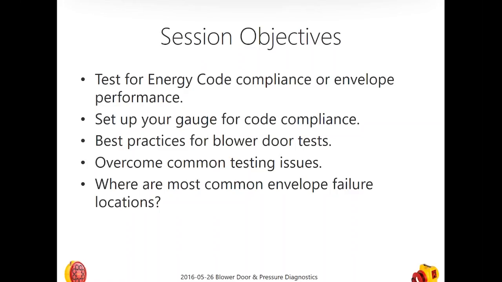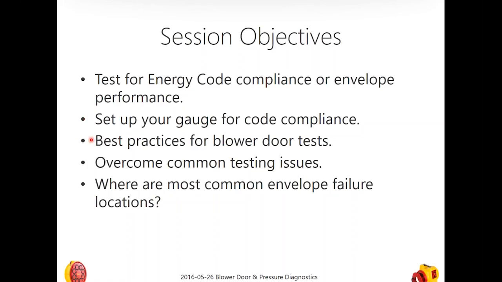So with that in mind, let's go through the session objectives. First one is that we're going to be talking about testing for energy code compliance or envelope performance, which is obviously a very big deal throughout the United States over the last year or two. The energy code has changed significantly in many states, and Joe is going to be talking a little bit about that. So once we talk about how that works and why that's important, then we're going to move on to setting up your gauge for code compliance and a little bit more about the gauge, and the gauge that we're going to be talking mostly about is the DM32.